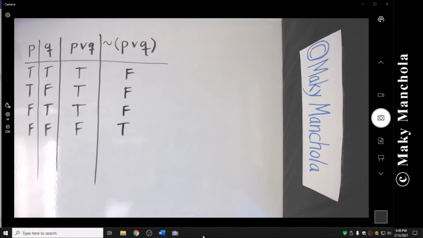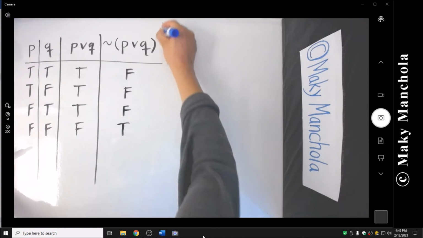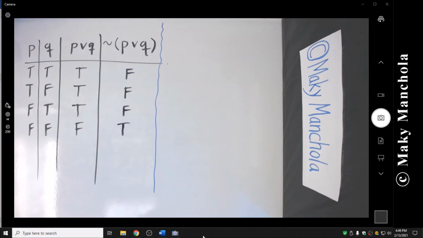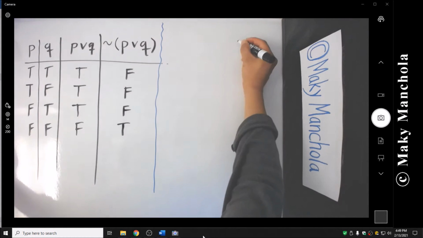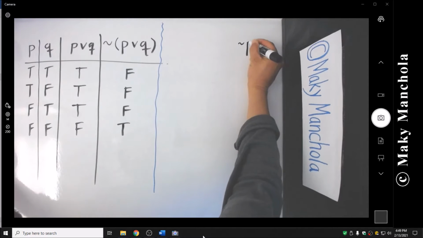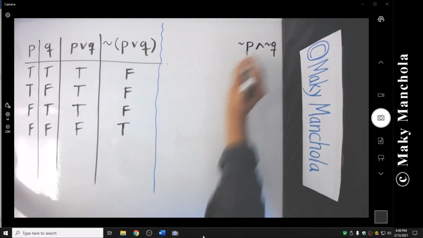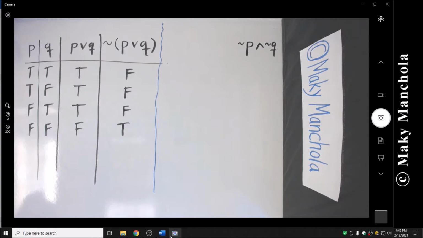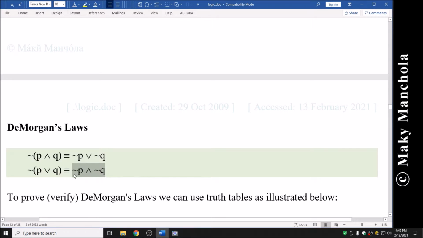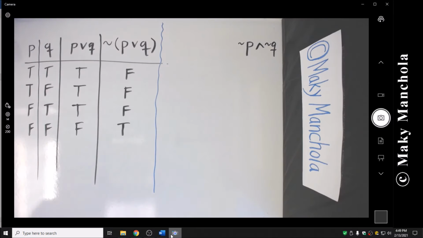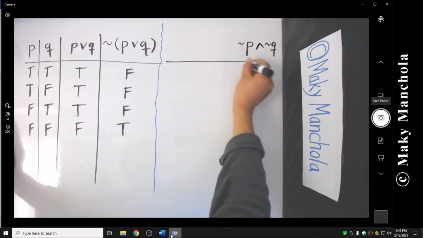Okay, now we also want the truth table for negation of P and negation of Q. Remember, that was our right side. Negation of P and negation of Q. Let's revisit that right there. Okay, so we need our cases for P, for Q.